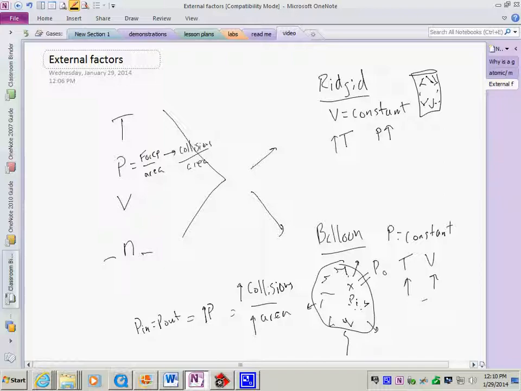Okay, in the end, that's just my factors affecting gases, internal and external.